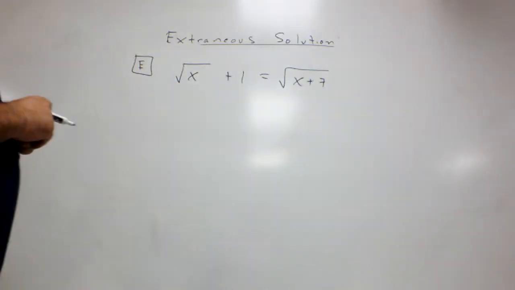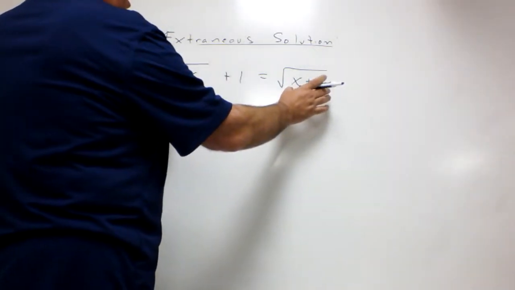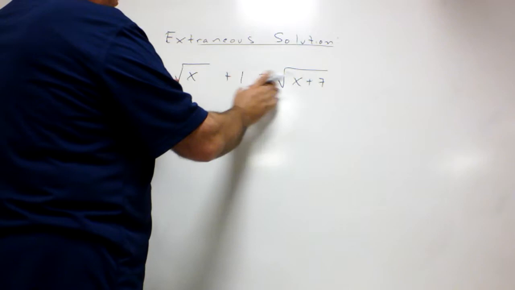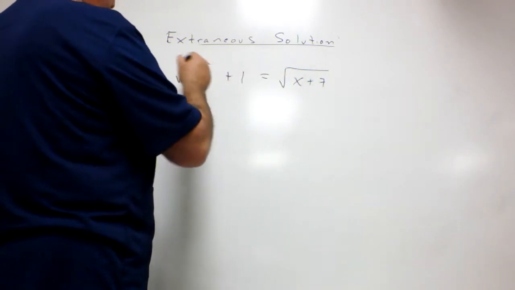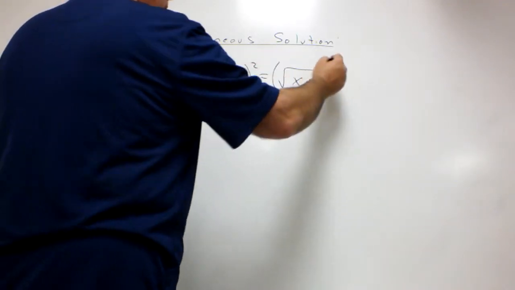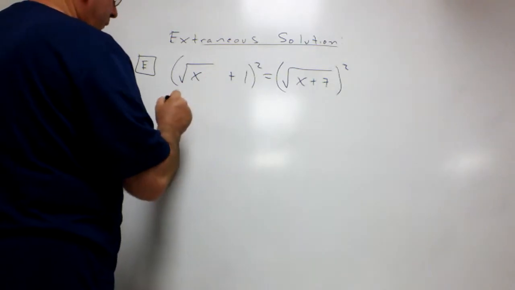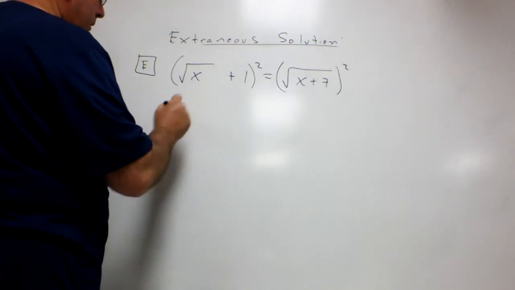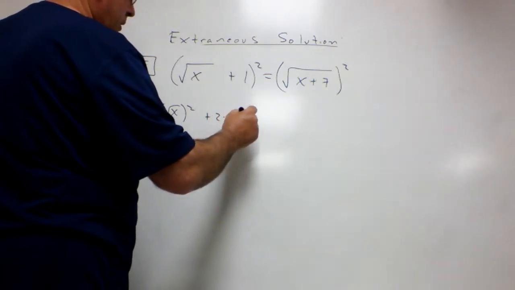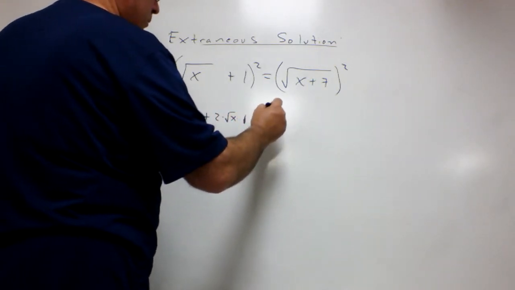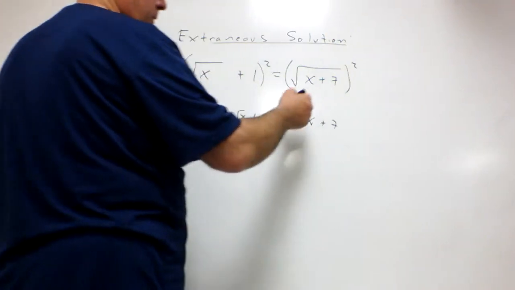The reason it's so much more difficult is because it has two square roots. When you have to solve this, you have to square it two times. You're going to square it first, and you're going to have to FOIL it, so you get the square root of x squared plus 2 times the square root of x times 1 plus 1 squared is going to equal x plus 7.